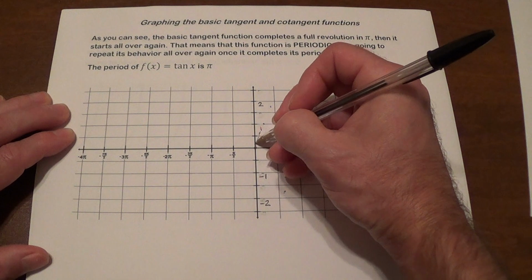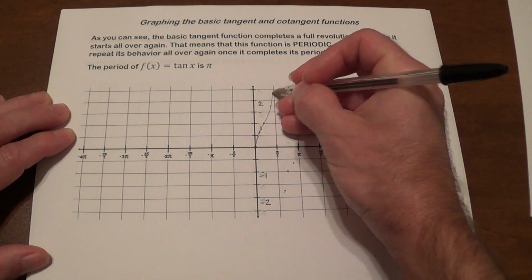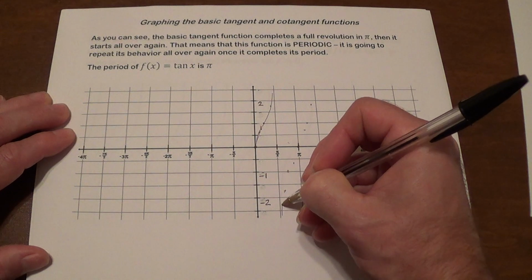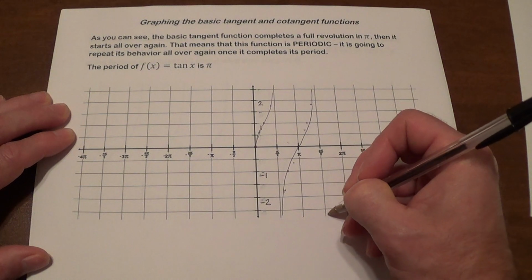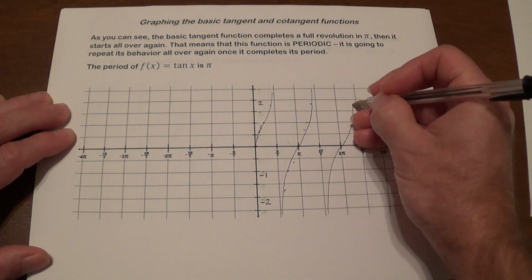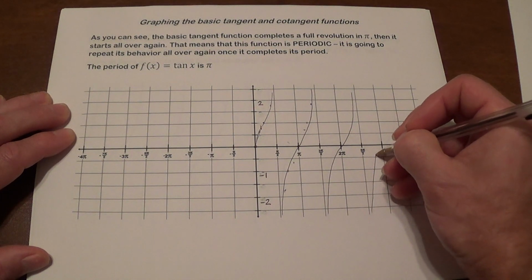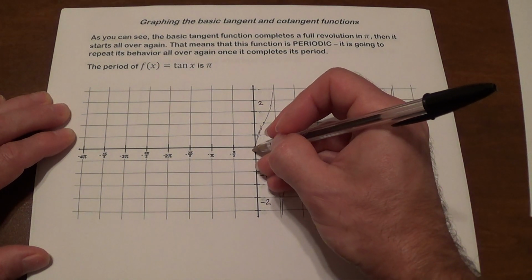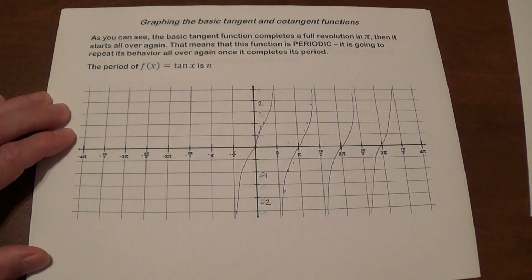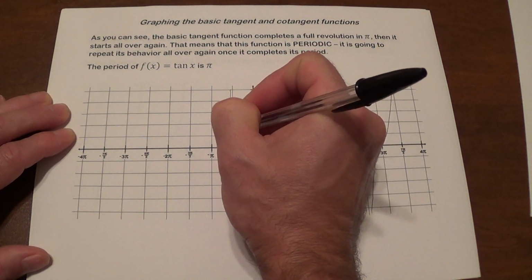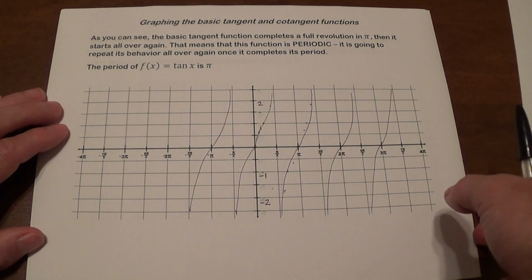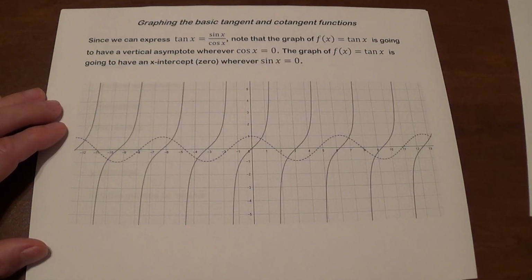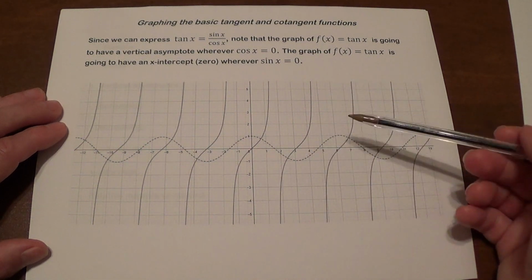So what we're going to get here is something that looks like this. And here we're getting something that looks like this. And we're going to get a bunch of branches that are going to look like this. And over here, of course, is going to go like that. And then there will be some more on the other side that are going like this. So let's see what it looks like. This graph here is the graph of tangent.